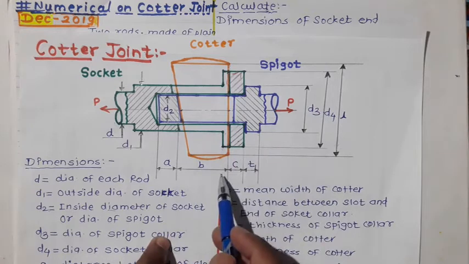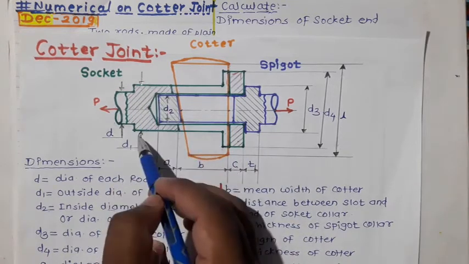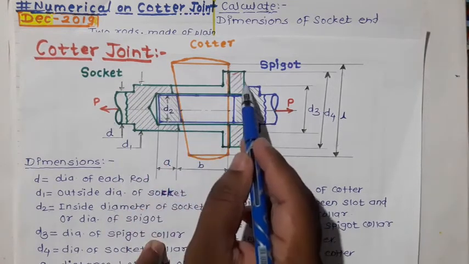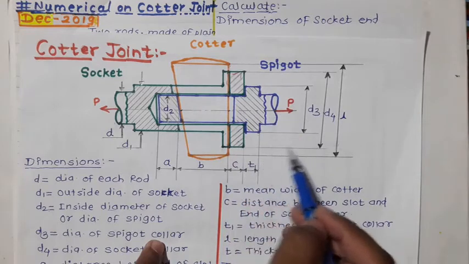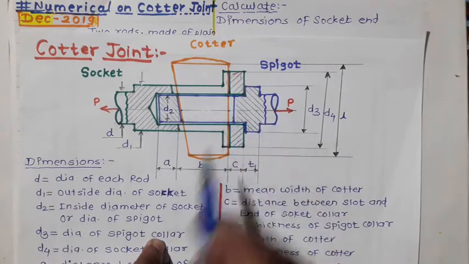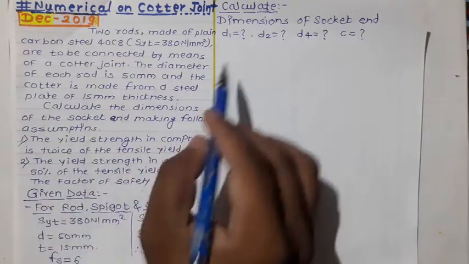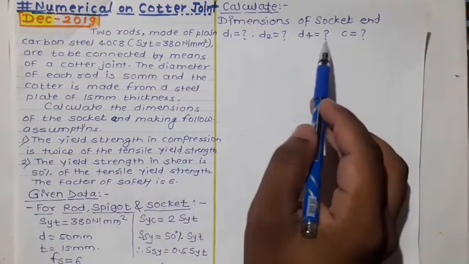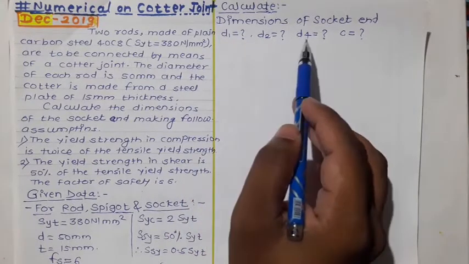So these 4 parameters we have to determine: D1, outside diameter of socket; D2, inside diameter of socket; D4, diameter of socket collar; and C, distance between slot to the end of socket collar. I have written here that these are the 4 parameters that we have to determine: D1, D2, D4 and C.